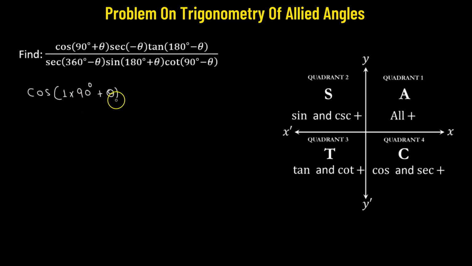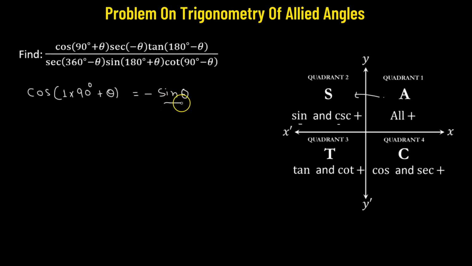Whenever we have an odd multiple of 90 degree, then cosine is going to transform to sine, and the new angle will be only theta. We'll also have to consider the sign of the final answer. So here we have 1 times 90 degree, which means we are in the first quadrant. But adding theta to it takes us to the second quadrant. Now in the second quadrant, only the sine and cosecant are positive, everything else is negative. So we're going to get a negative answer.